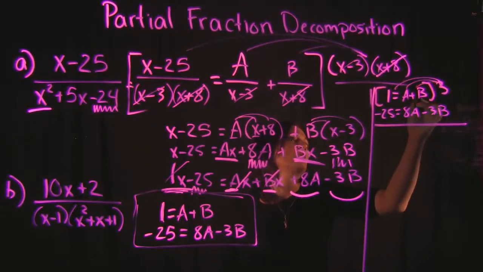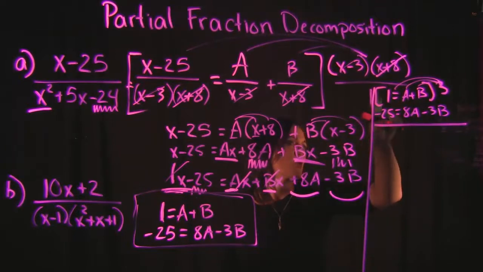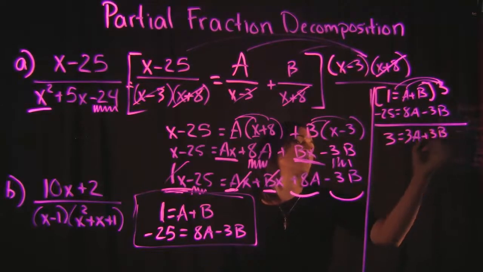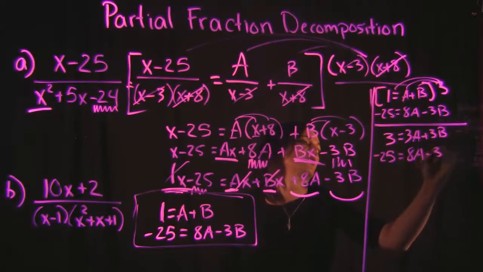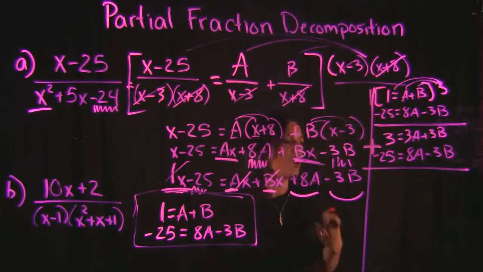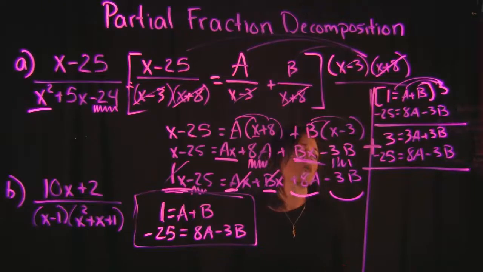And when I distribute a 3 to everything, 1 times 3 is 3, 3 times a gives us 3a, 3 times b gives us 3b. And I'm just going to drop down the bottom equation here. And what I'm now going to do is add both of these equations together in the hopes that something is going to cancel.